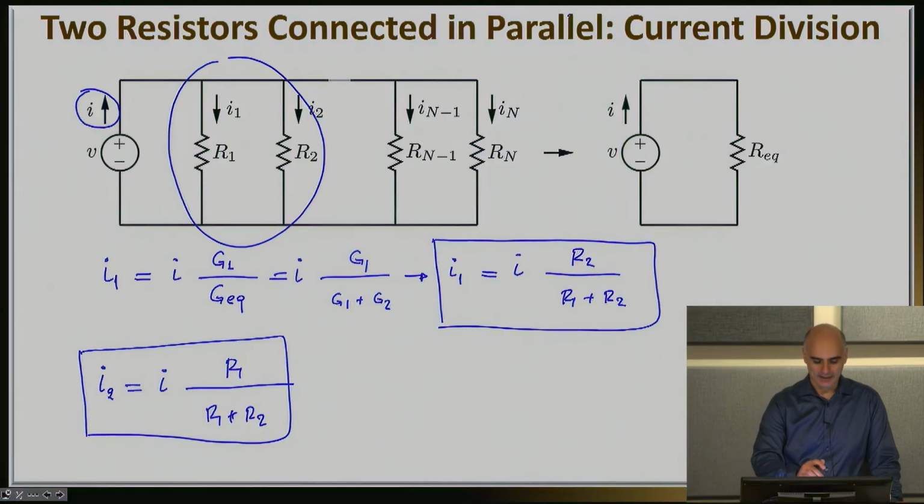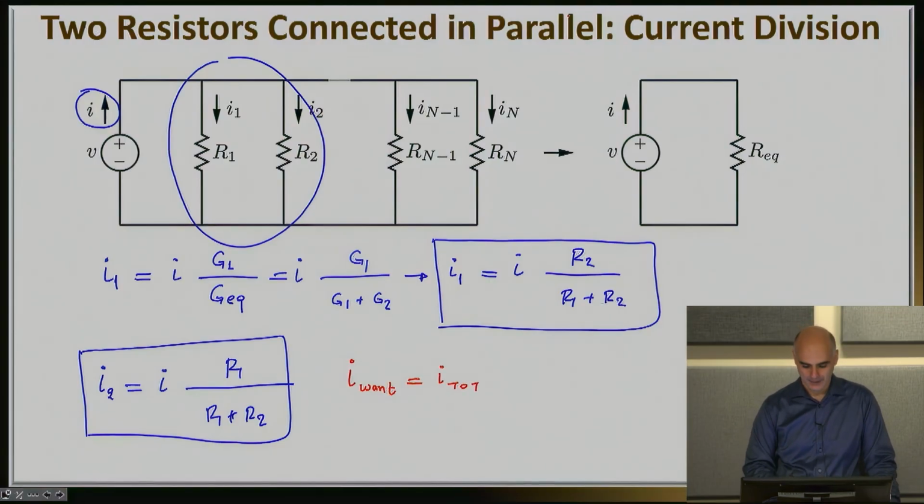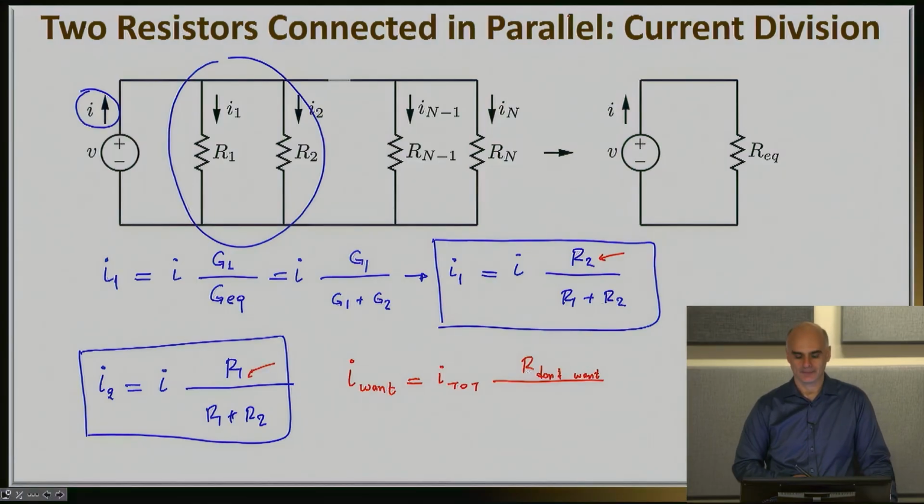So let me write it here with red color. So the current that you want, let's say I1, is equal to the total amount of current that you have times the resistance that you don't want. For the I1 case, this was R2. For the I2 case, this was R1, over the sum of the resistances. In this case, of course, it is R1 plus R2.